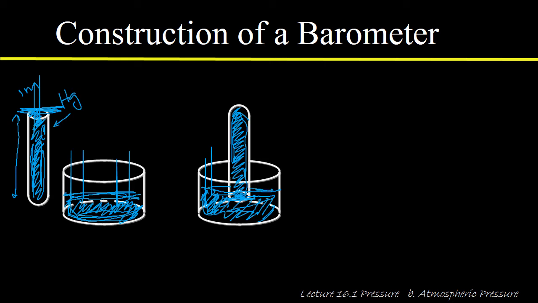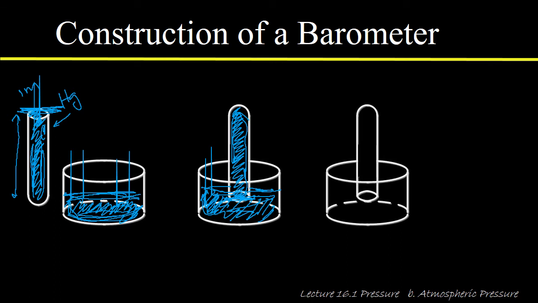All right. Now once you've got the end of the mercury-filled tube submerged under the mercury, you remove your finger from the end of the tube and you see what happens. What happens is when you take your finger off to allow mercury to flow through this opening here, some of the mercury flows out of the tube, and so the level in this tube drops a little bit.